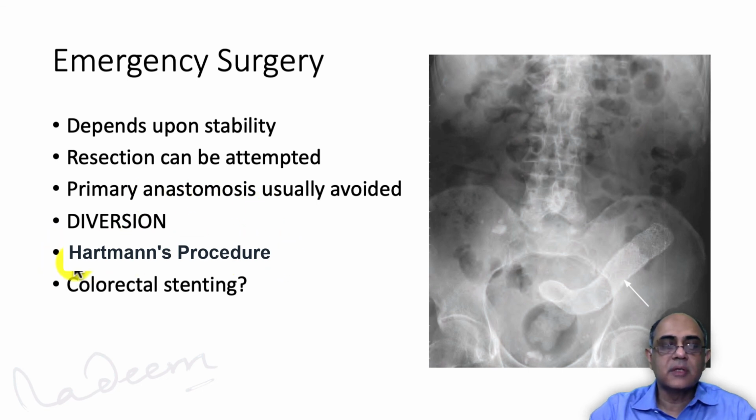Hartmann procedure is usually reserved for sigmoid tumors and the lower rectal tumors. In this way, the patient usually presents with an obstruction. And if the surgeon is able to resect the tumor, that will be the ideal situation. But he will not primarily unite the two ends together. He will bring out the proximal colon as a colostomy, and he will close the distal colon and leave it in the abdomen. So it is sort of an anterior resection but without an anastomosis. And later on we can go in a second time and we can reunite when the patient is stable enough.